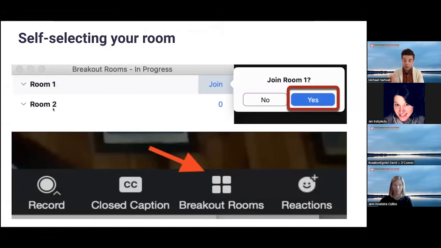One is going to be for pre-K to second. Jamie's going to be leading that room. The other will be third through 12th grade. I'll be leading that room. So pick which one you want.